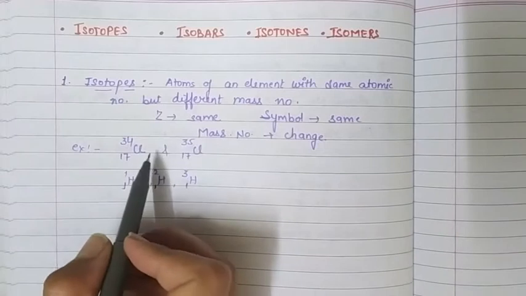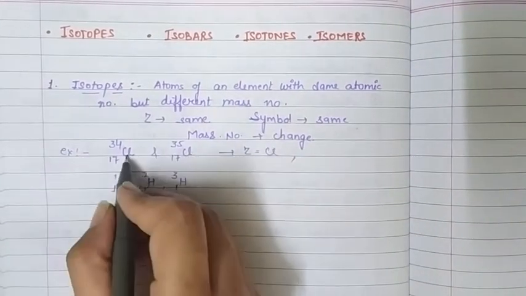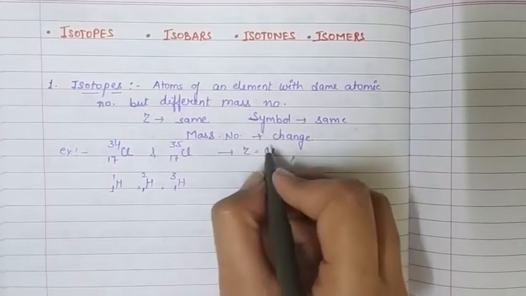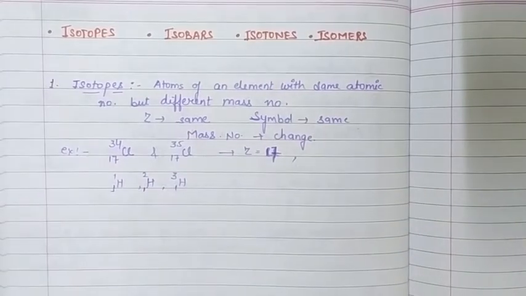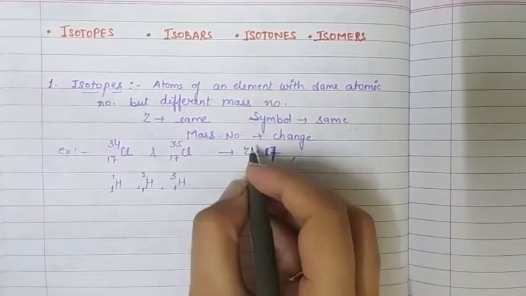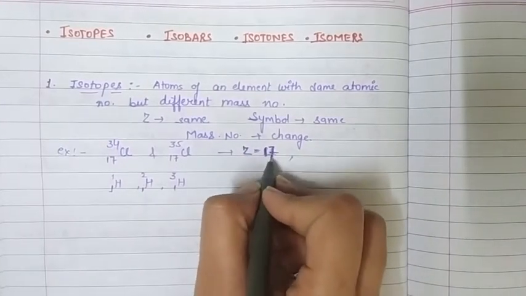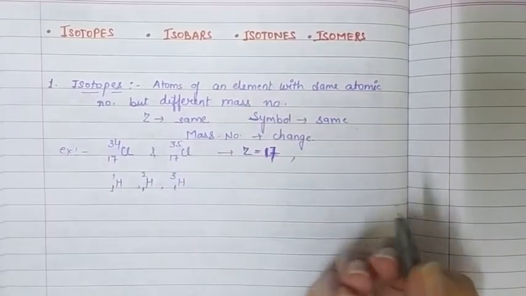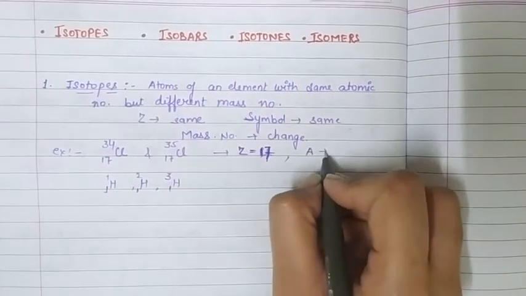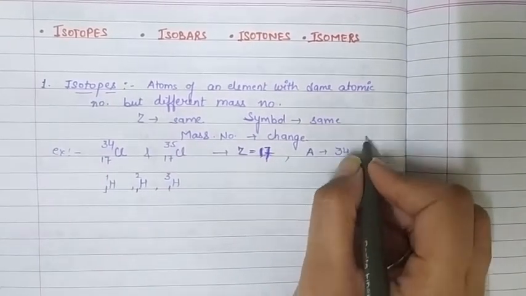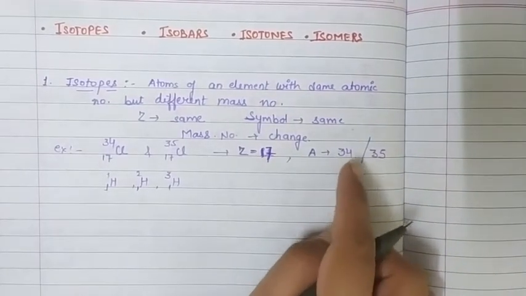In the case of chlorine, the atomic number Z is 17, which is the same, and the symbol we are using is Cl, also the same in both cases. But the mass number is changing: for the first it is 34 and for the second it is 35. So this is the change. That's why we call them isotopes.